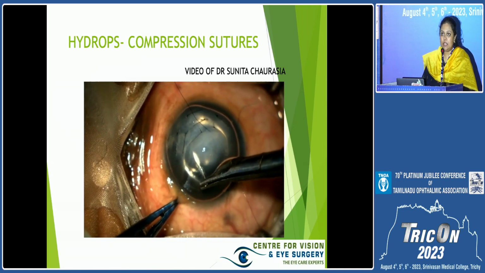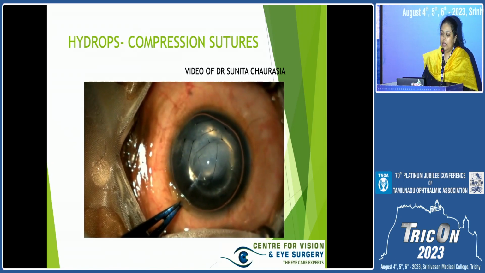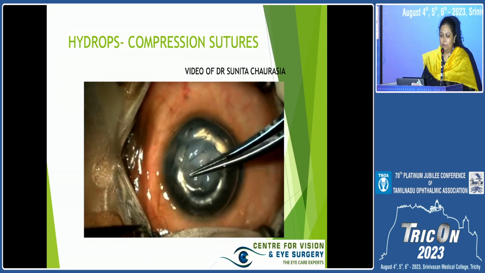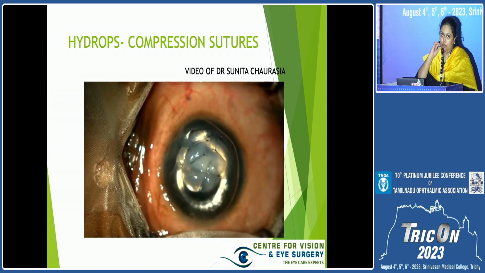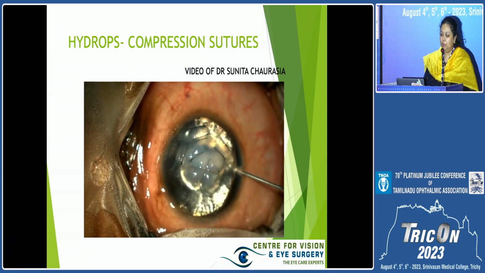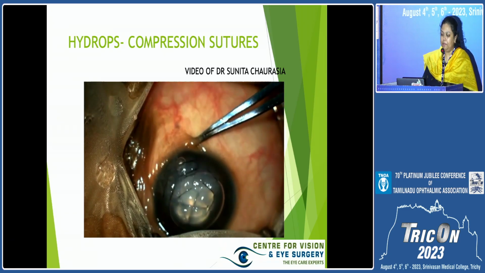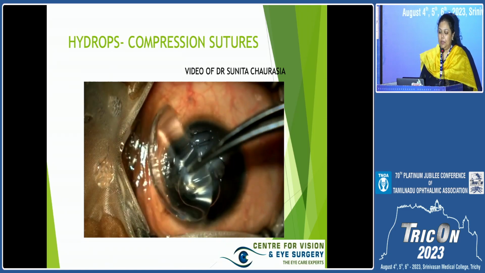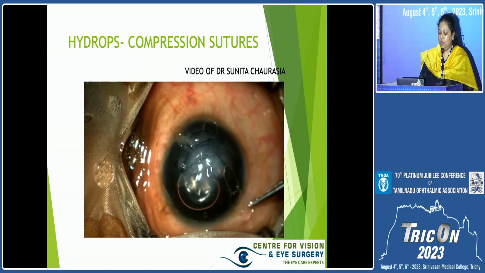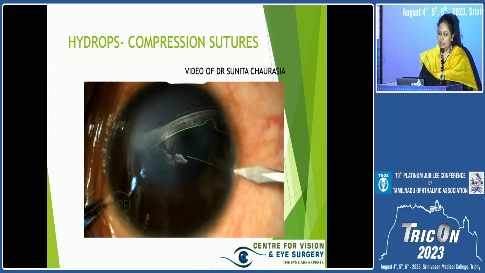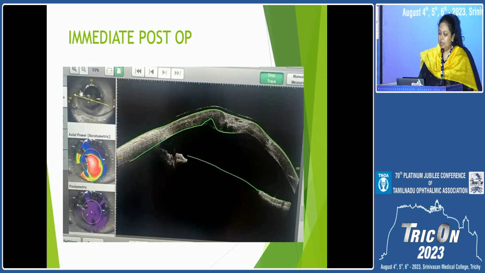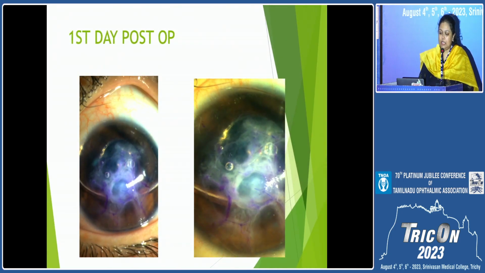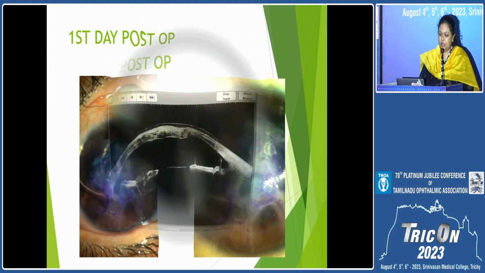These allow egress of the fluid and allow the hydrops to heal faster and for earlier visual recovery. Then you put a bandage contact lens on top. Usually if you give hypertonic saline, you have to wait for a very long time, and after that you can plan the patient for a contact lens. This is the immediate post-op where you can see the fluid clefts are gone, and this is the first day post-op of the same patient.